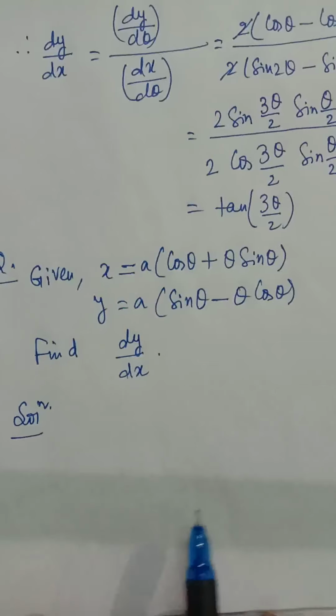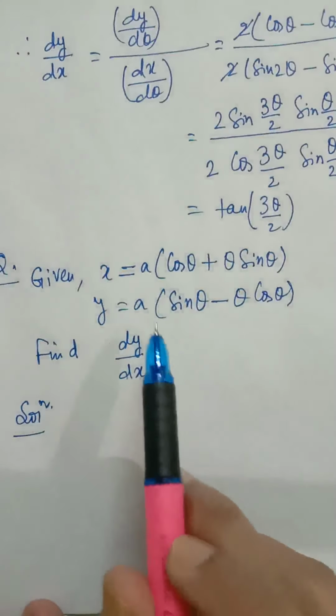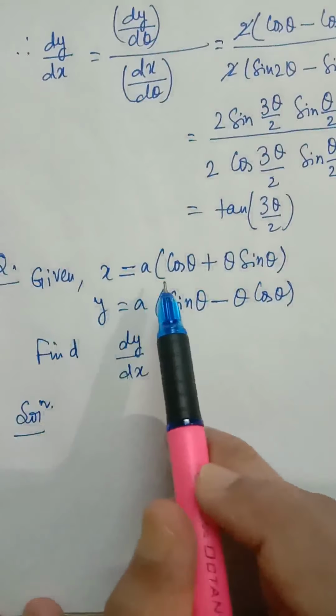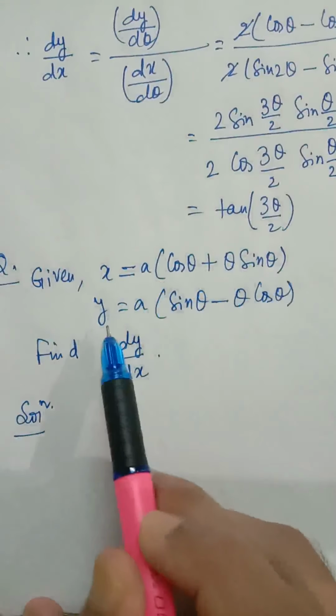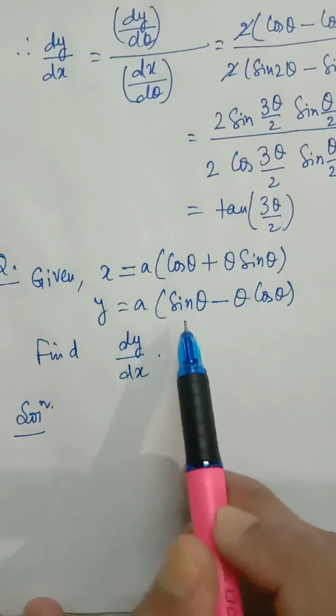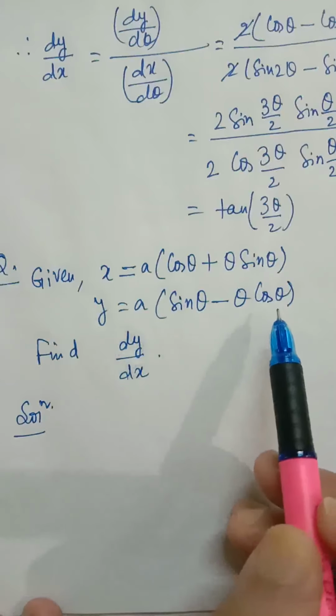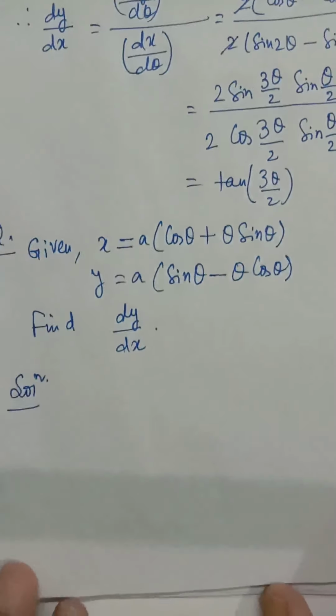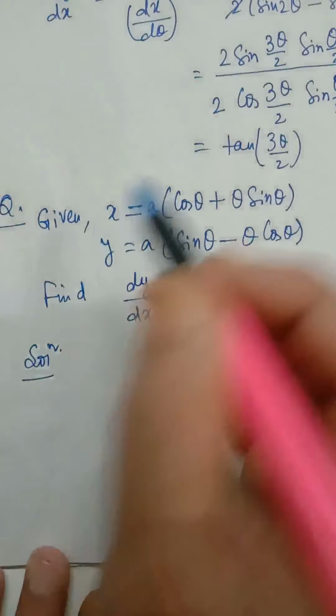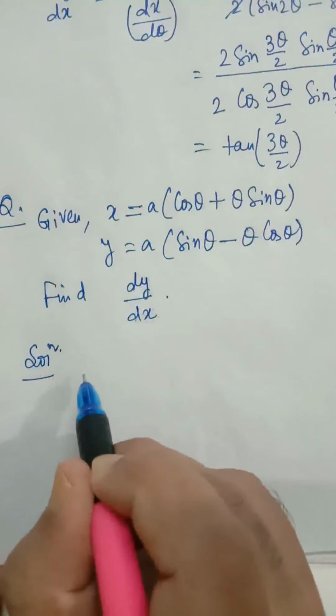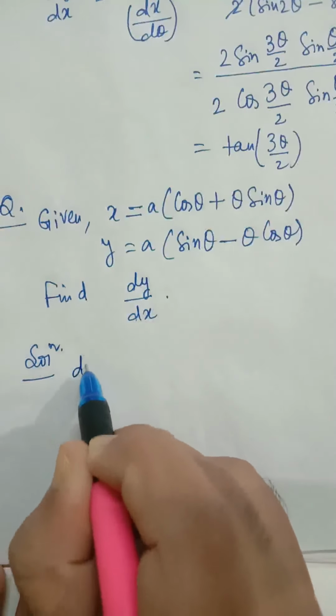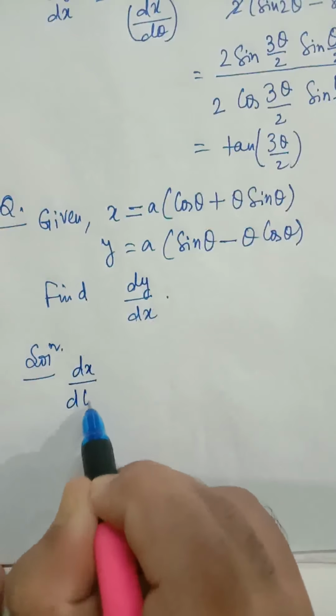Our next question is from the NCERT book. Given x equal to a into (cos theta plus theta sin theta), y equal to a into (sin theta minus theta cos theta), find dy by dx. So like other sums, first we have to find dx by d theta and dy by d theta. Let us first find dx by d theta.